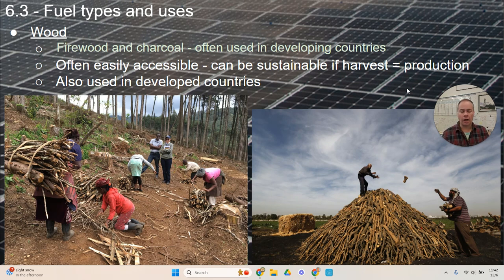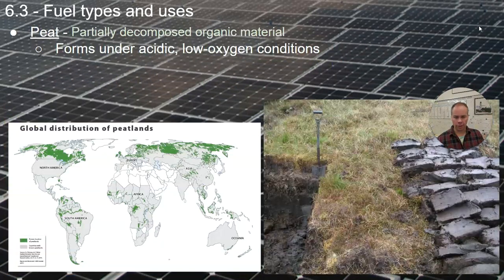This can be harvested sustainably if you have a forest in which there's downed wood, where firewood can be collected and regenerated. You can sustainably grow forest and utilize some of that material for wood. So wood is one of the fuel types.